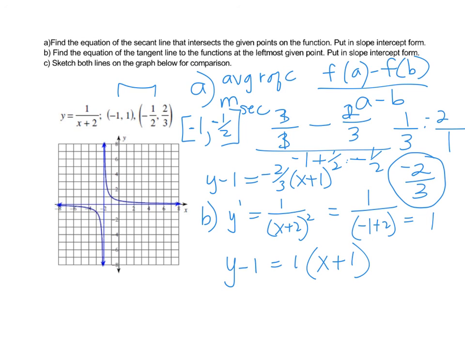We had one very similar to this one on a homework assignment, or we will have one on the homework assignment. So if you keep remembering that the slope of the secant line is the average rate of change, and the slope of the tangent line is the instantaneous rate of change, which is also the derivative, then these will be a lot easier to decipher.